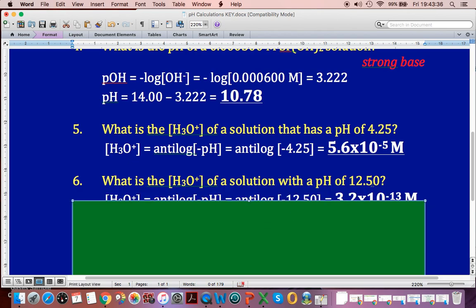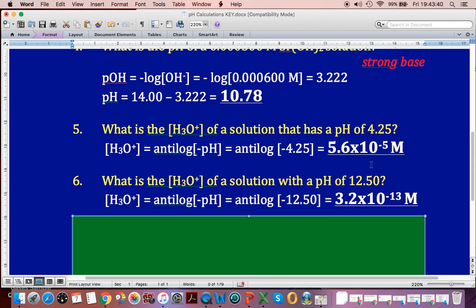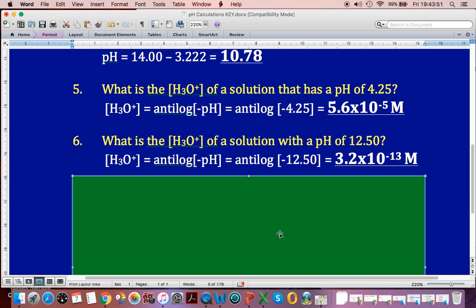Number 6. Now we have this pH, very high pH. We do the exact same steps, and we see we end up with a very small concentration of H3O+. Not surprising when our pH is so basic. And we have one more example.